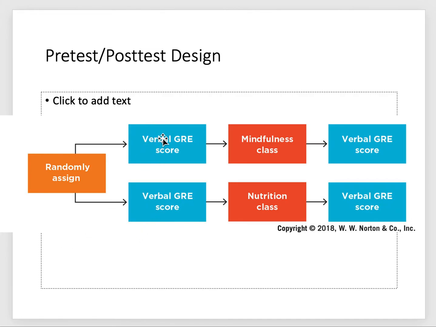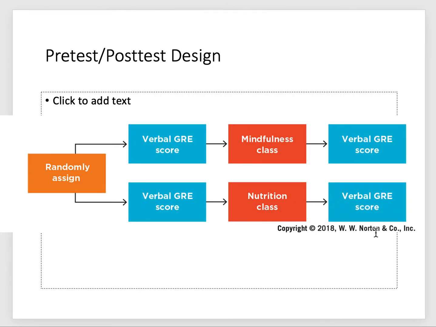And then I'm going to collect information about how they score on the outcome before I do anything. So in this example, I'm going to maybe get their verbal GRE scores. The treatment is the type of class that they take. So the students who are part of this treatment are going to take a mindfulness class, whereas these students are going to take a nutrition class.